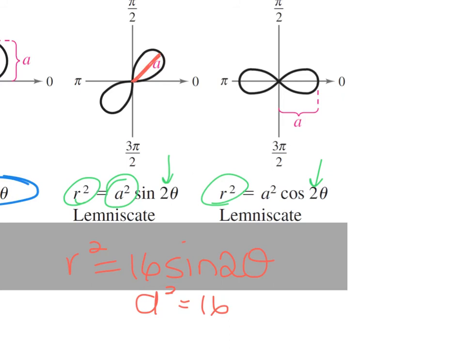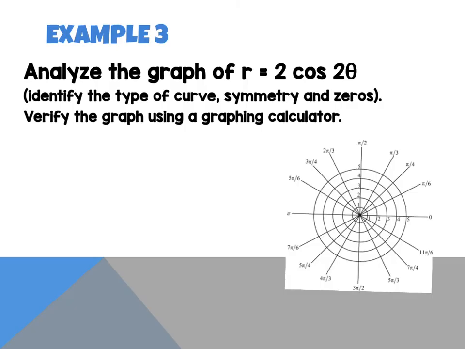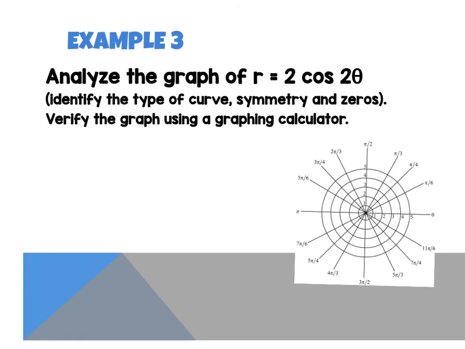So now it's going to say classify the graph. Is it a limaçon? Is it a rose? Is it a lemniscate? Is it a circle? And then give the additional information about it. So put it all together. Just by looking at this equation, what kind of polar graph is it? I've got r equals 2 cosine of 2 theta.